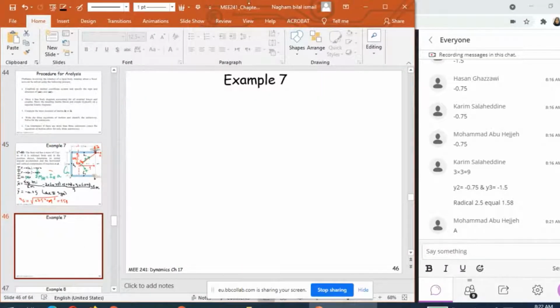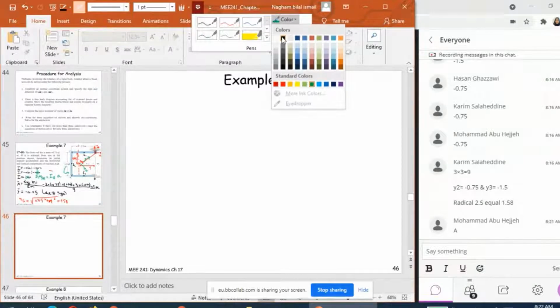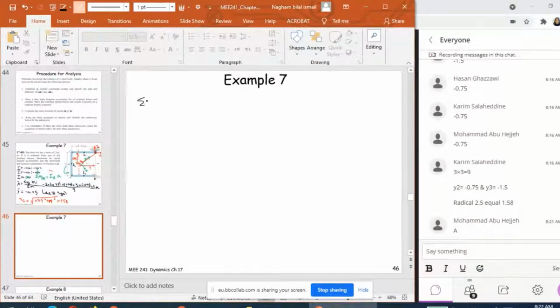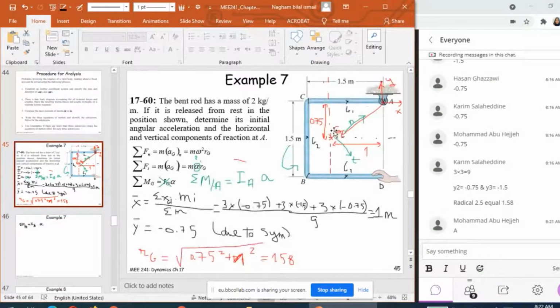From this equation, the sum of moment around A is equal to I around A times alpha. Alright? So what is the sum of moment around A? It's only the moment of the weight, because in fact the forces, the reactions are passing through A.